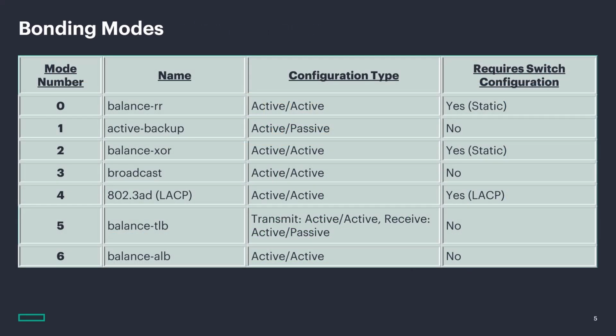Now, there's 7 bonding modes total. Some require configuration in just the operating system. Others also require that configuration on the switch they're connected to. The variations in the bonding modes are not the topic of this video, but it's just good to be aware that they exist.